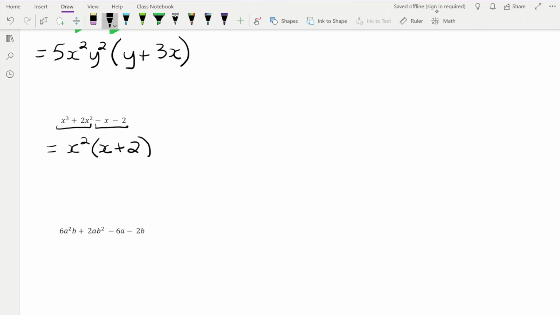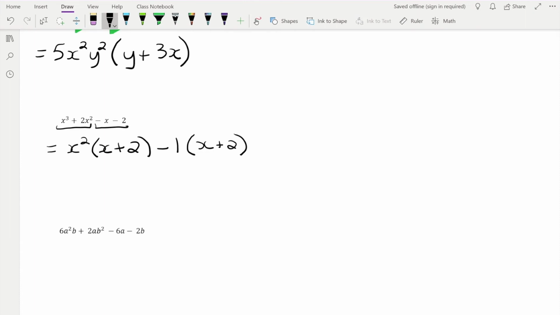So how can I go from negative x minus 2 to an x plus 2? Well, I could take out a factor of negative 1. If I take out a factor of negative 1, I'm left with a positive x plus 2. Now, normally we wouldn't write a 1 in there, but I'm going to keep it there for our next step, just to help us visualize.